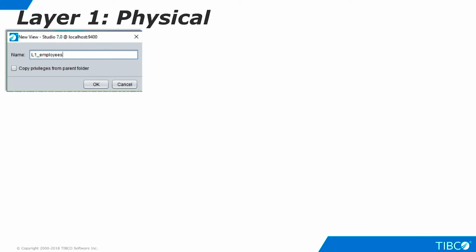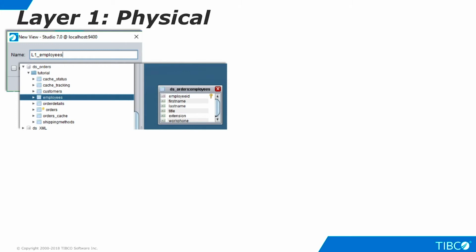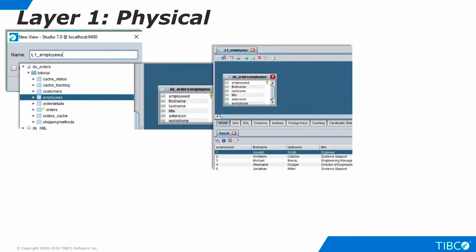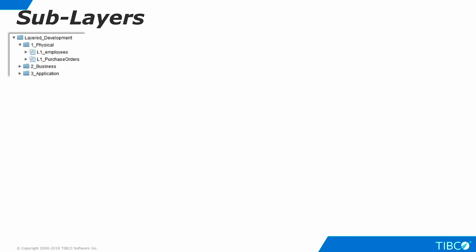Now use a similar process to create the employee's physical layer view. Create the view in the physical folder, name it, drag in the employees table from the DS orders data source in the examples folder, and create the projection. Execute the view to make sure it is working correctly. At this point, your folder structure looks like this, with two views created in the physical folder.